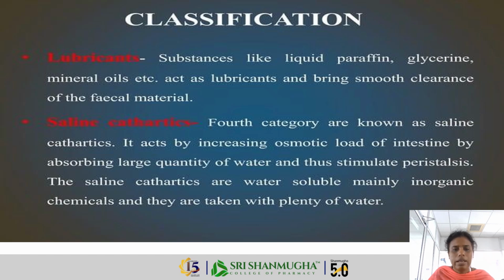Okay, they are taken with plenty of water. Next one is the saline cathartics, the other name is also osmotic cathartics. The examples are magnesium sulfate, magnesium hydroxide and electrolytes. These are the three types of examples present in saline cathartics. These agents draw water into the intestines through osmotic action, which helps in stool softening and bowel evacuation.